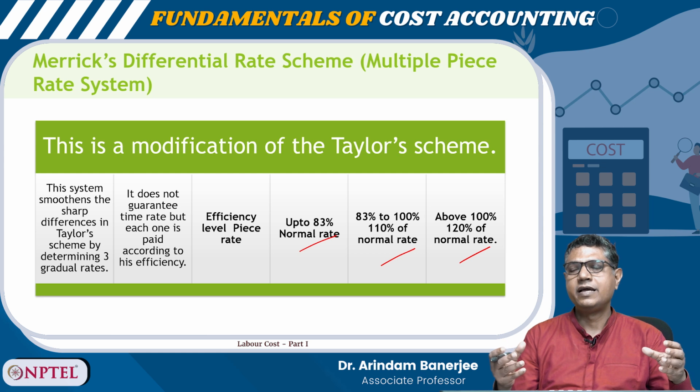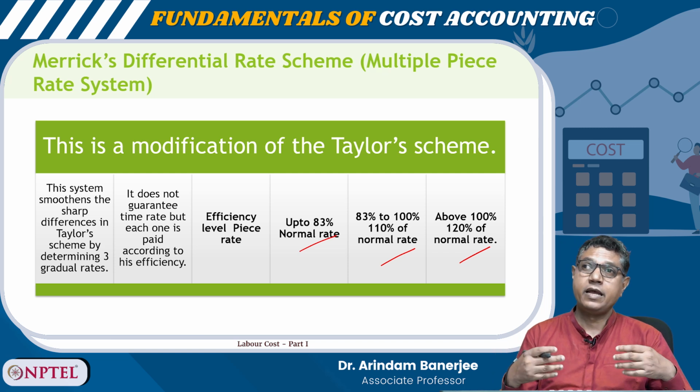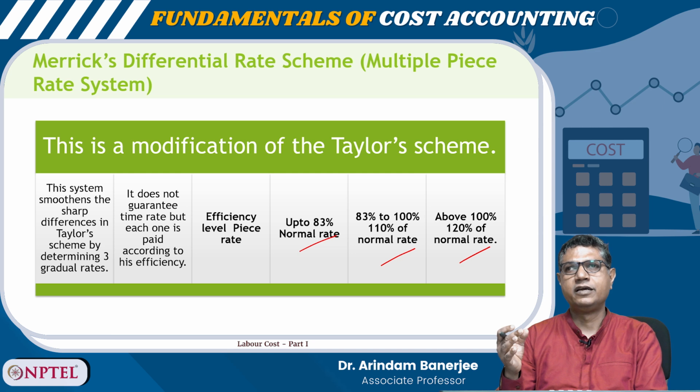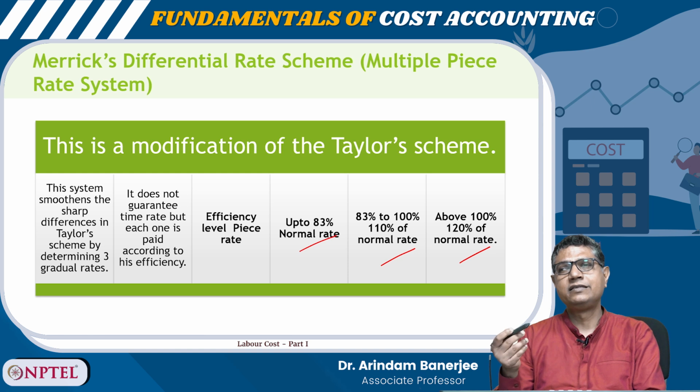Here they are saying that if you achieve more than 83% of the efficiency level, then the worker should get remunerated, should be incentivized for that, right. And if someone does more than 100%, that is quite a good achievement, he should be incentivized more, up to 120%. But up to 83%, if someone is working, he should get the normal rate, right. So, it does not penalize the slow performers, but incentivizes the performer. So, that is the difference.